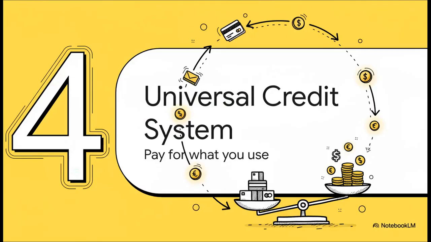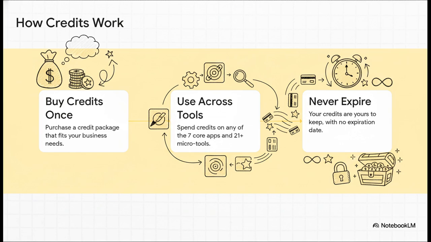Okay, I know what you're thinking. This has got to be expensive. But this is where the model gets, well, pretty different. It's all built on what they call a universal credit system, and the whole point is that you only pay for what you actually use. The way it works is, honestly, kind of genius in its simplicity. Step 1, you buy a pack of credits, just once. Step 2, you can use those credits on literally any of the 20-plus tools across the entire platform. And step 3, this is the kicker, the credits never, ever expire.